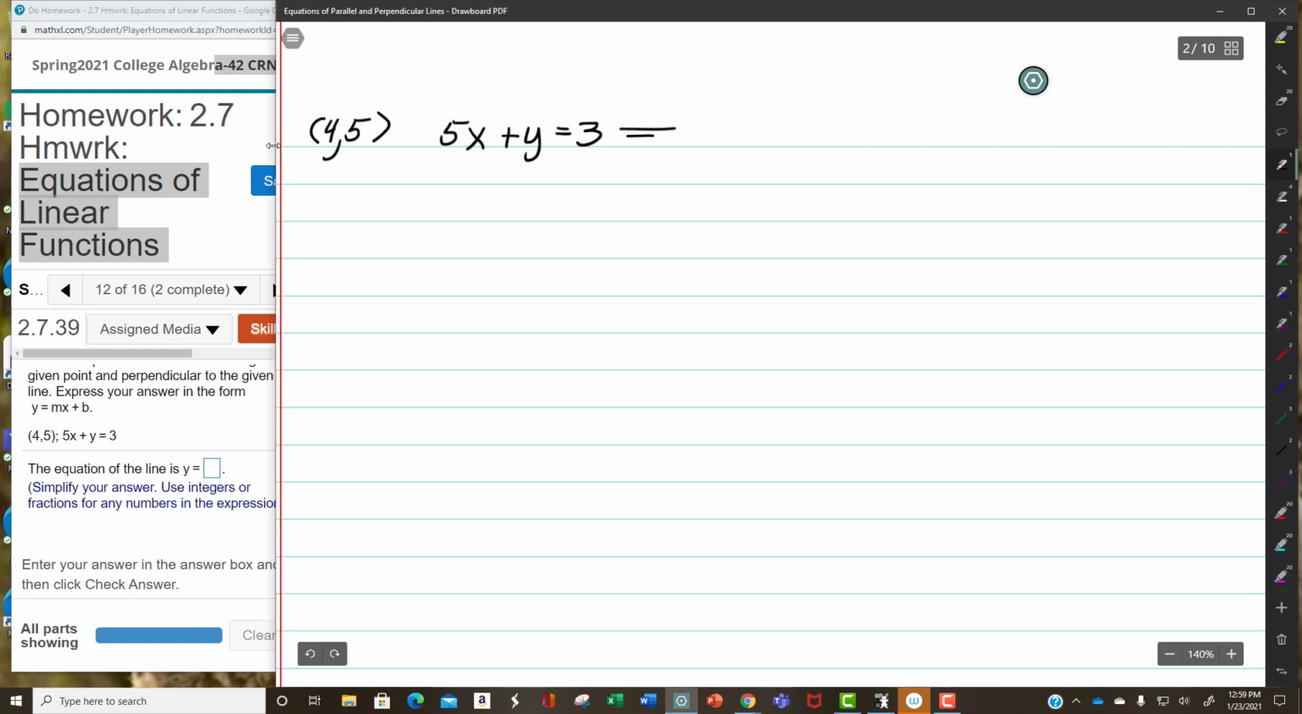But as it is, all I'm going to have to do is subtract 5x from both sides, and that will give me y equals negative 5x plus 3, so that the slope of the given line is negative 5. However, we are looking this time, in number 12, for a perpendicular line.